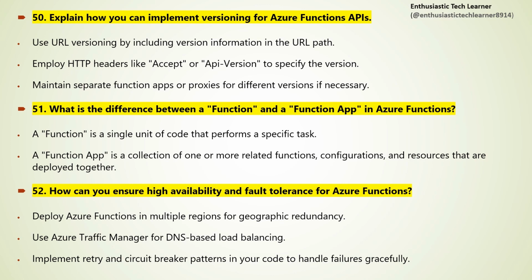How can you ensure high availability and fault tolerance for Azure Functions? Deploy Azure Functions in multiple regions for geographic redundancy. Use Azure Traffic Manager for DNS-based load balancing. Implement retry and circuit breaker patterns in your code to handle failures gracefully.